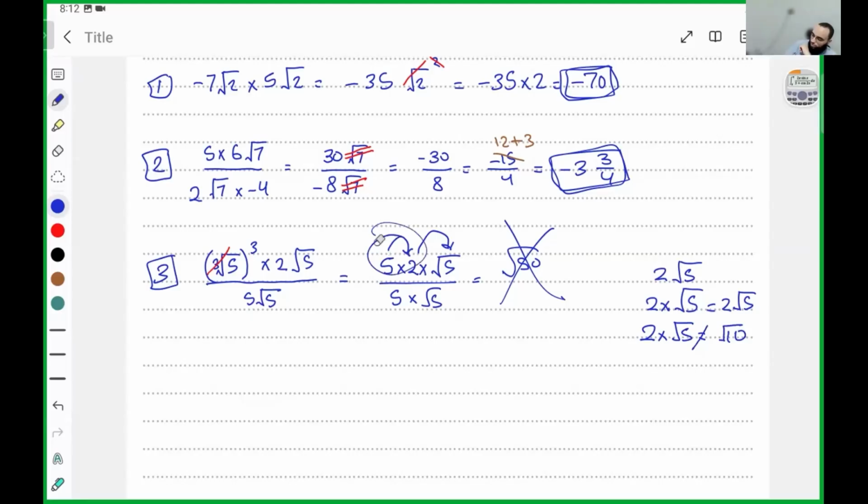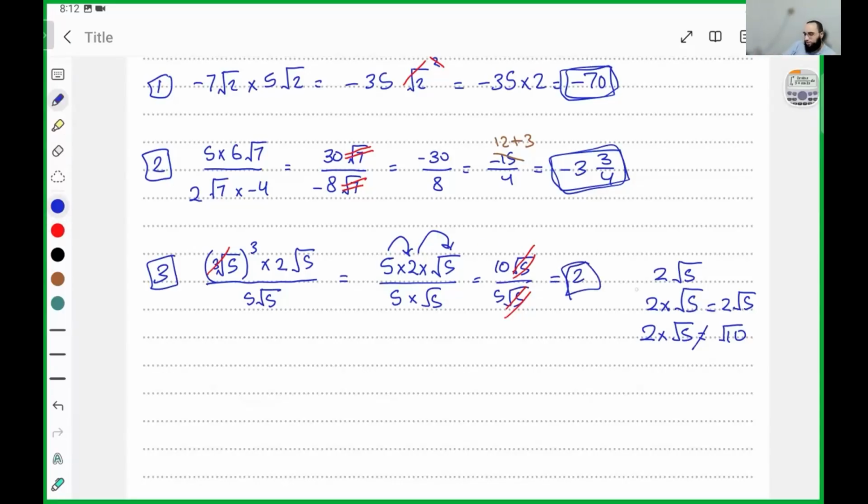Then it's 5 times 2, 10, and beside it the root 5. And down, 5 times root 5. So it's 10 root 5 over 5 root 5. And right now you can divide root 5 by another root 5 because they look like each other. The answer is 1. Then it's 10 over 5, and 10 over 5 equals 2.